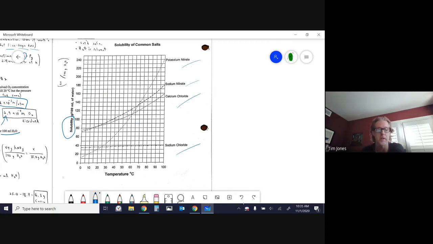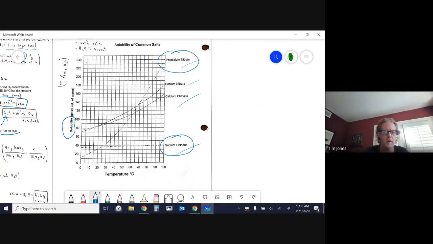All right, you can see that certain substances are very sensitive. So you can see sodium chloride is not sensitive. It really doesn't change based on temperature very much. It does go up a little, whereas potassium nitrate is very sensitive to the temperature of the water.